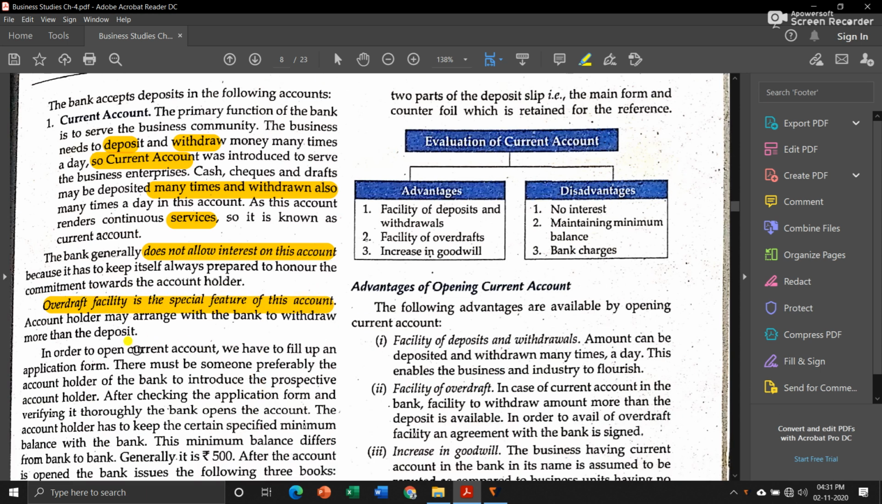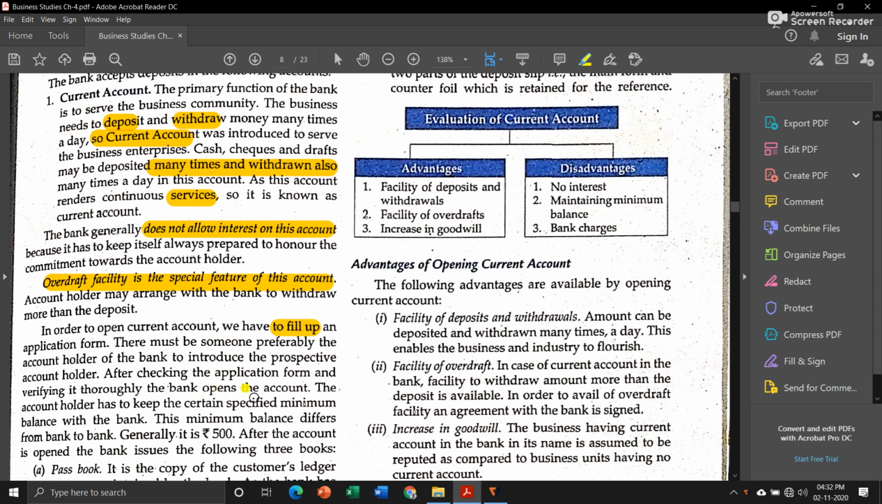In order to open a current account, we have to fill up an application form. There must be someone, preferably an account holder, means if you are planning to open a current account in Axis Bank, then you have to take the recommendation or reference of any Axis Bank account holder to open your current account in that particular bank. After checking the application form and verifying it thoroughly, the bank opens the account.